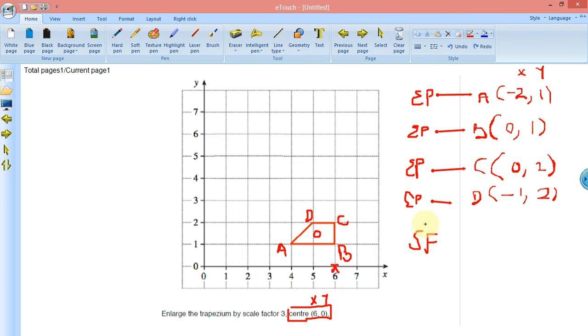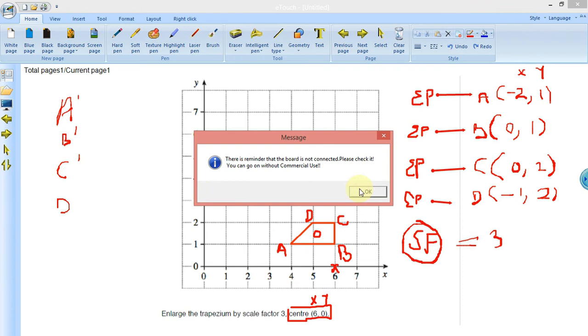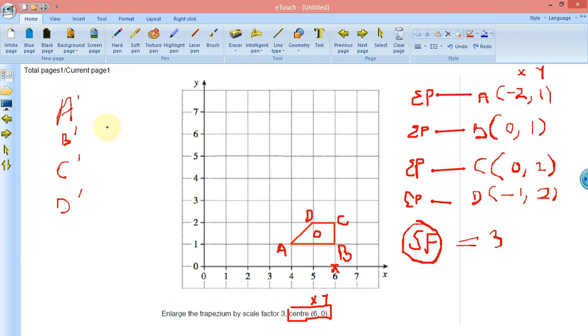Okay, so finally, to get my image now, in enlargement, you just use the K factor to multiply the respective coordinates. So the K factor given is 3. Since the K factor is 3 now, I need to get A prime, then B prime, then C prime, then finally D prime. Then I will join the 4 coordinates to get my image. So I just use 3 to multiply the respective coordinates. So 3 to multiply A to get A prime, 3 to multiply B to get B prime, and so on like that.